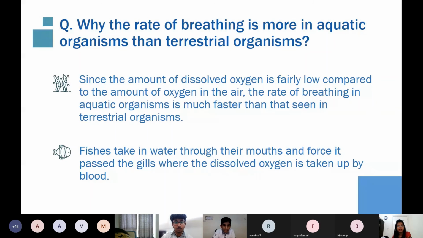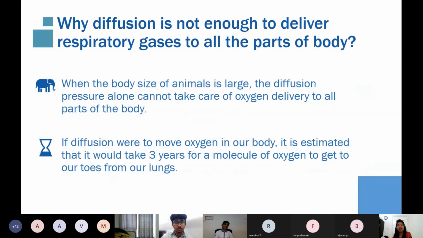Fishes take in water through their mouth and force it past the gills, where the dissolved oxygen is taken up by blood. Now, you tell me, amoeba is comfortably taking in oxygen and giving out carbon dioxide by diffusion. Why do we require a respiratory system? Because diffusion is a slow process.